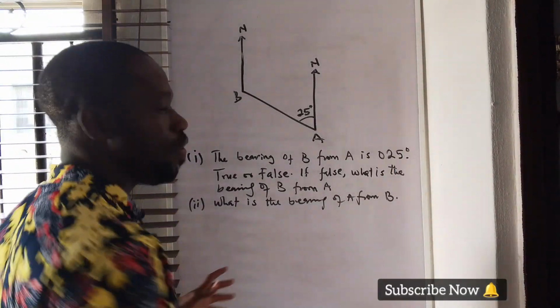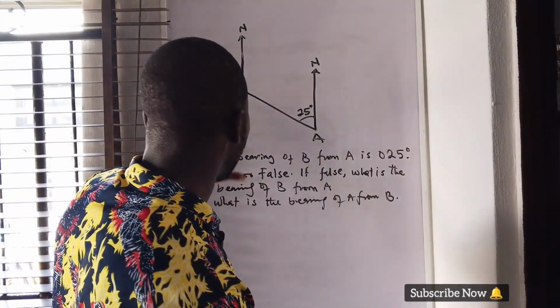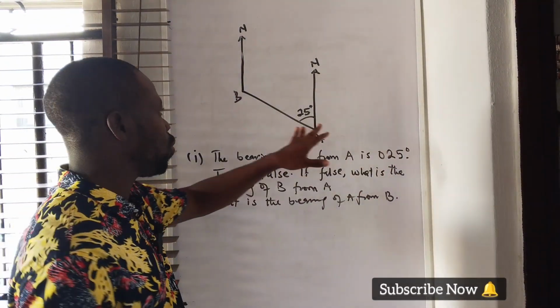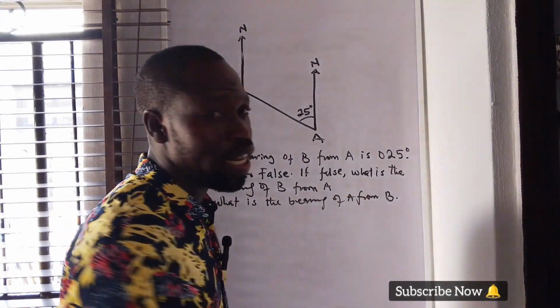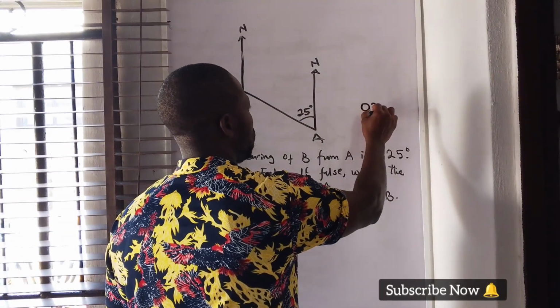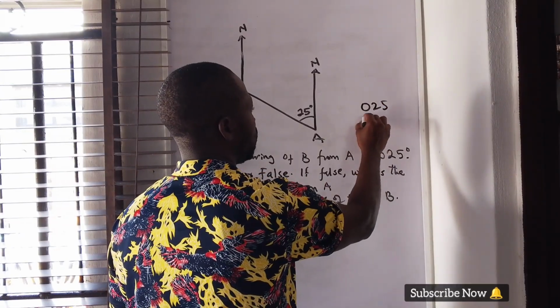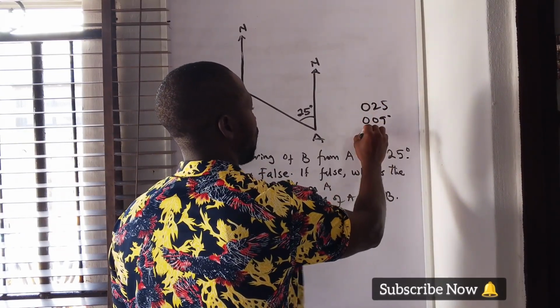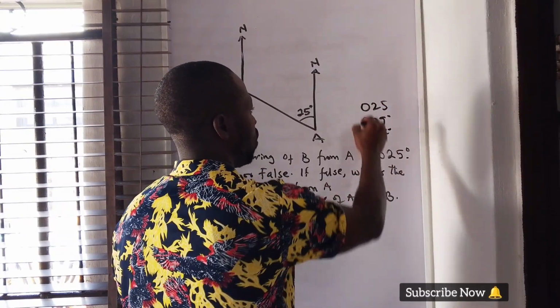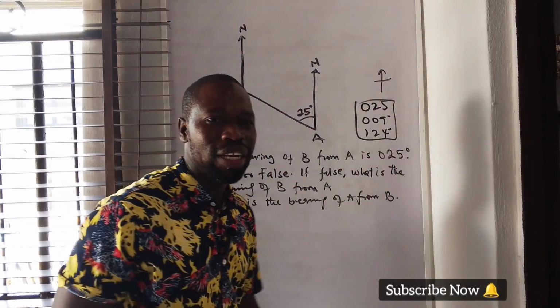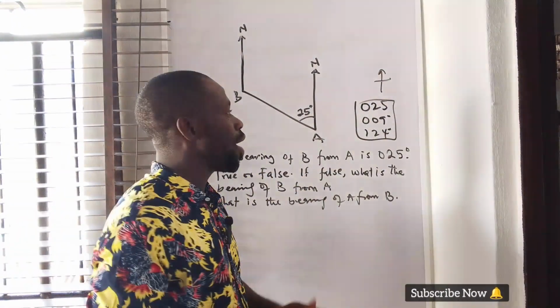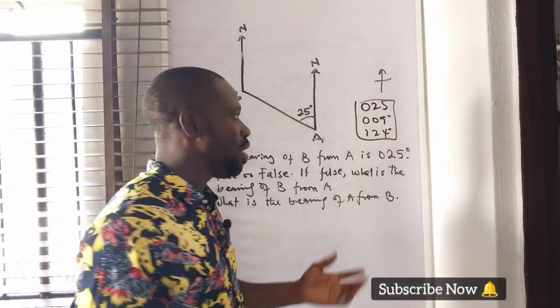Right, so we have a very fantastic question here that talks about the bearing of B from A is 025 degrees. Remember, when you're writing your bearing, it's usually in 3 digits: 025. You can have 009 degrees, you can have 124 degrees, but it's usually 3 digits, right? And like I said before, bearing is a mathematics of location, distance, and direction.